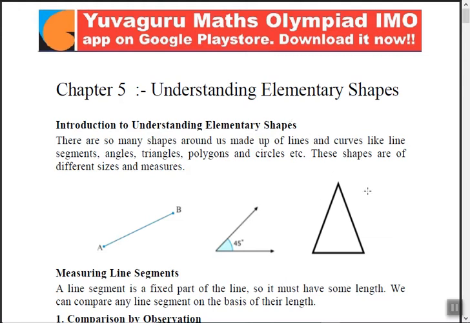Here square is a polygon, 4 sides. Rectangle, 4 sides. Pentagon, 5 sides. Polygon. So these shapes are of different sizes and measures.